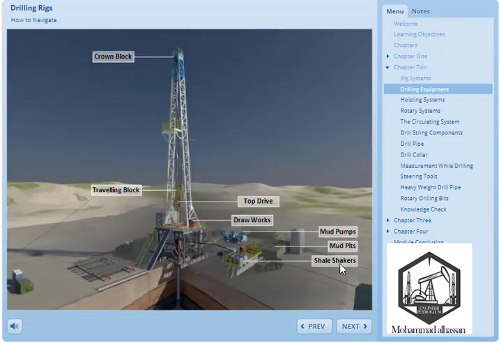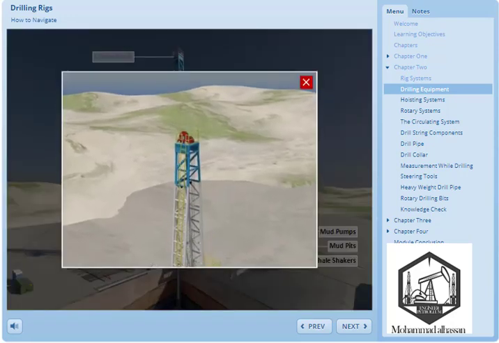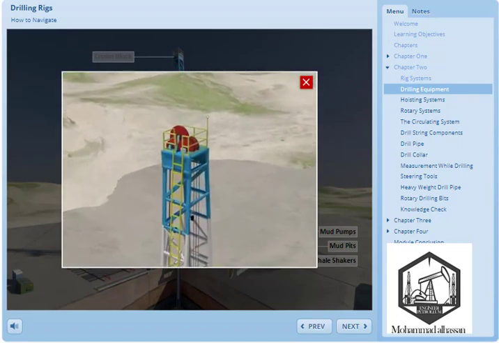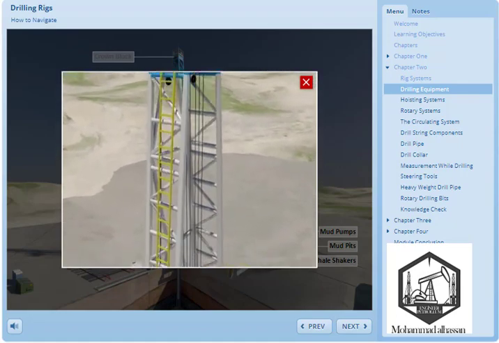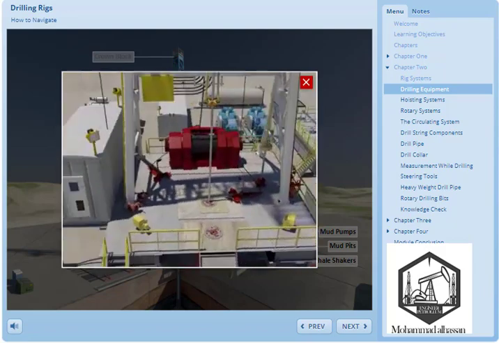Let's take a closer look at the various systems on a drilling rig. Click on each component for a more detailed explanation. Crown block. A stationary assembly of sheaves or pulleys mounted on the top of the derrick that the drilling line is threaded through, running from the drum on the drawworks.